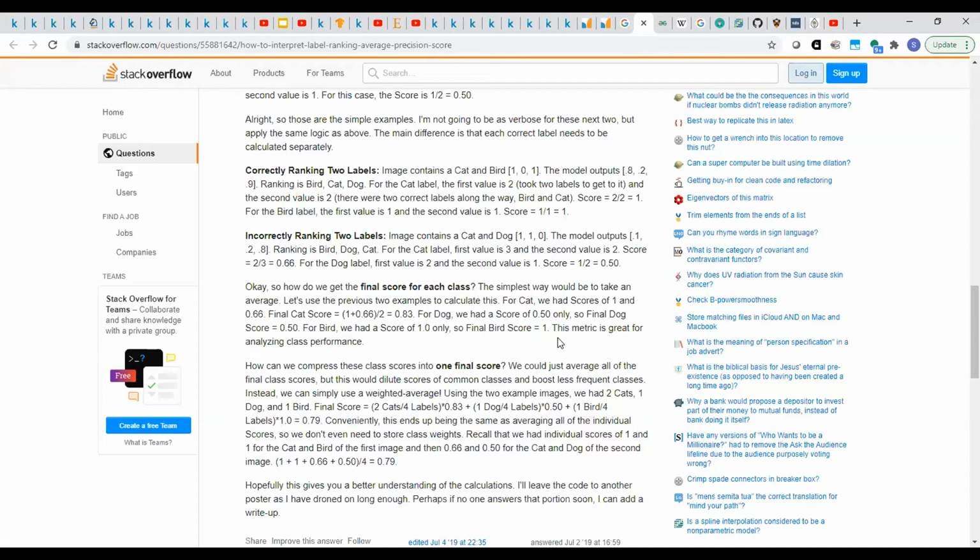I mean, I agree, it's a good metric. I'm just wondering why this particular metric as opposed to other metrics like just micro class averaging or macro class averaging and things like that.